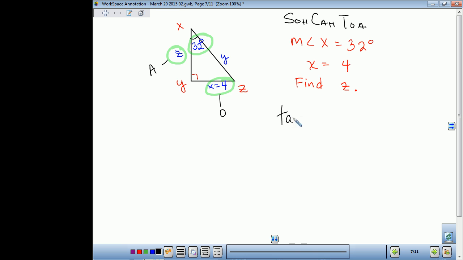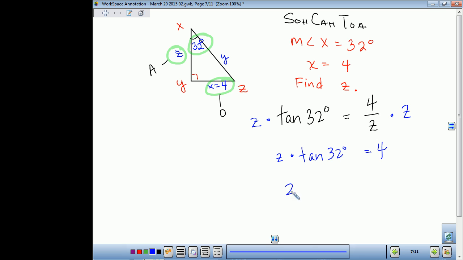That is tangent. Tangent of 32 degrees is equal to the opposite over the adjacent, which is Z. So this one has an extra step to solve because currently our variable's in the denominator. So to get it out of the denominator, we would multiply both sides by Z. So we have Z times tangent of 32 is equal to 4.